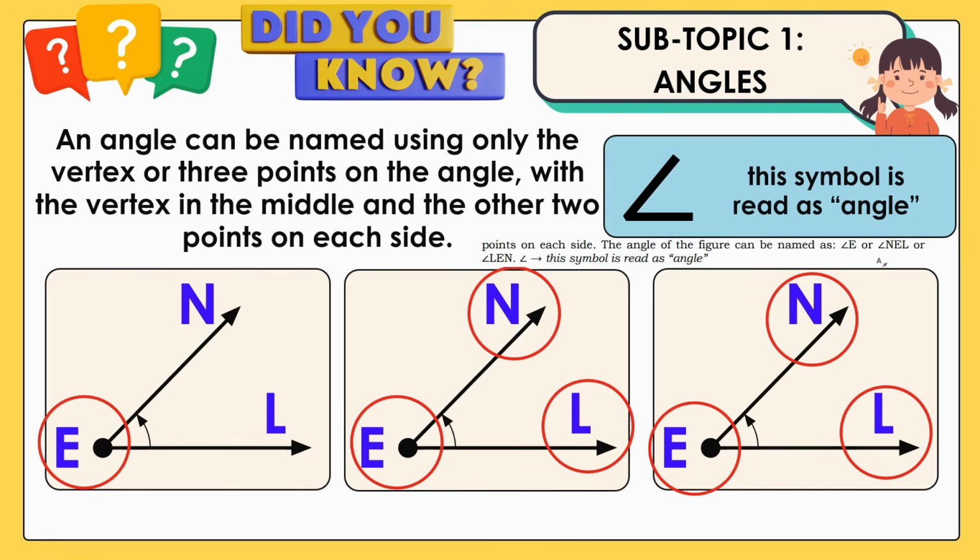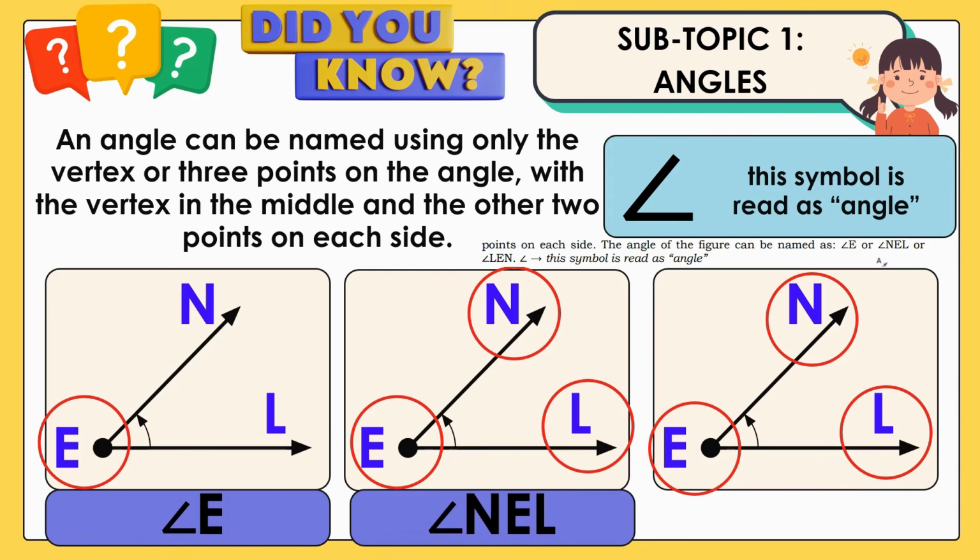An angle can be named using only the vertex or 3 points on the angle, with the vertex in the middle and the other 2 points on each side. The angle of the figure can be named as angle E, or angle NEL, or angle LEN. And this symbol is read as angle.